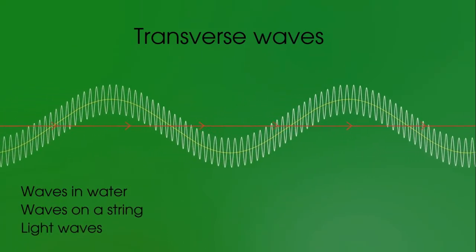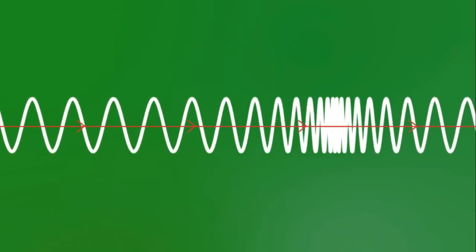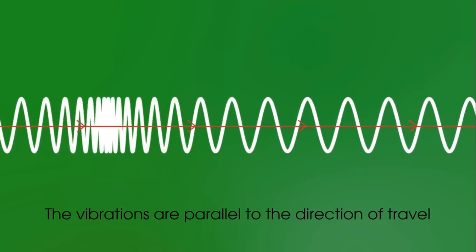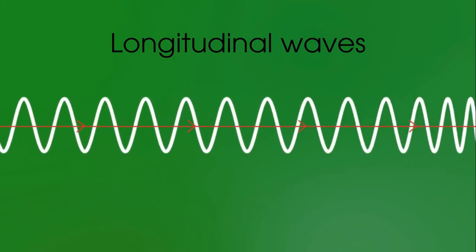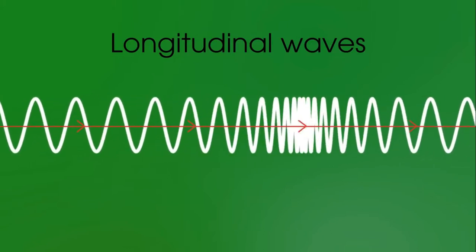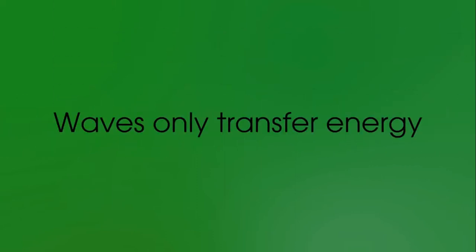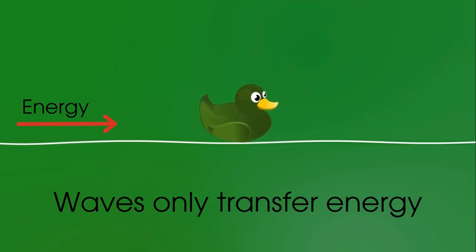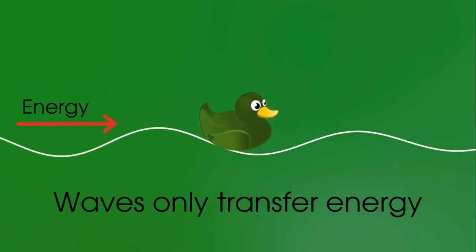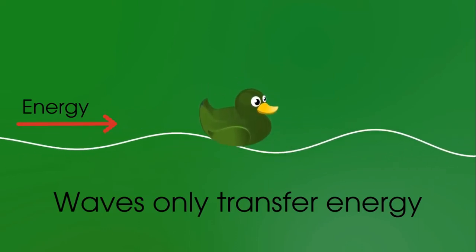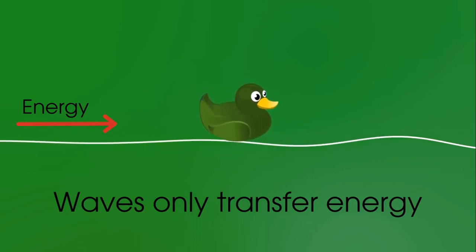Now let's look at the sound waves again. Again, we see them represented by the slinky, but this time the direction of vibration is parallel to the direction of travel. These are called longitudinal waves, and the only example you really need to remember is sound. One really important thing to remember about waves is they only transfer energy from place to place, not any matter. And we can see that here by looking at a lovely rubber duck sat in a bath. As a wave goes through, the duck bobs up and down, but once the wave's gone, he's back to his original position. The wave has carried energy through, but it did not carry the duck with it.